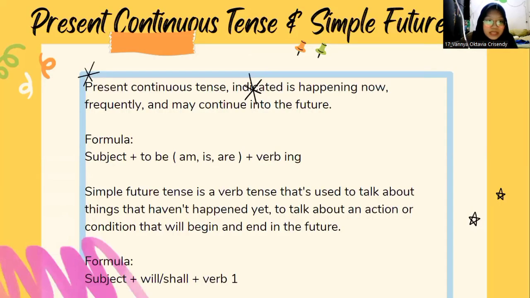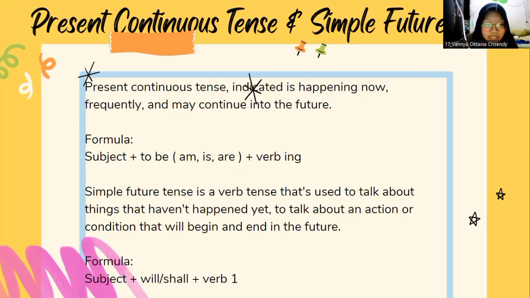Next is present continuous tense and simple future tense. Present continuous tense indicates something is happening now, frequently, and might continue in the future. Formula is subject plus to be, is, am, are, plus verb ing.